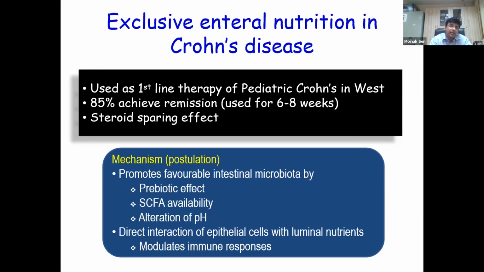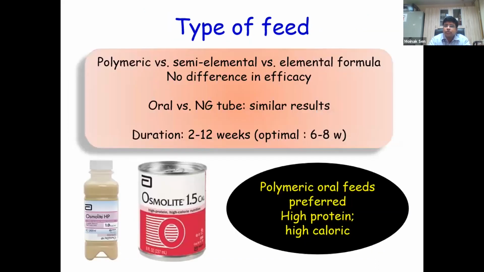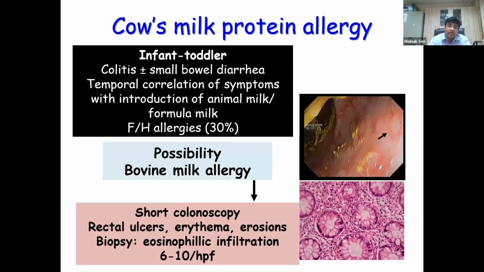With this exclusive enteral nutrition, we give only one type of diet all throughout to the child for the next 2 to 3 months. It has a very good probiotic effect, immunomodulation, and various other benefits. You can use a polymeric, semi-elemental, or elemental formula, and studies have shown that there's no difference in efficacy. If you use an oral versus a nasoenteric tube, the results are going to be the same. You use it for a duration of 2 to 12 weeks. These polymeric diets contain high protein and high calorie.